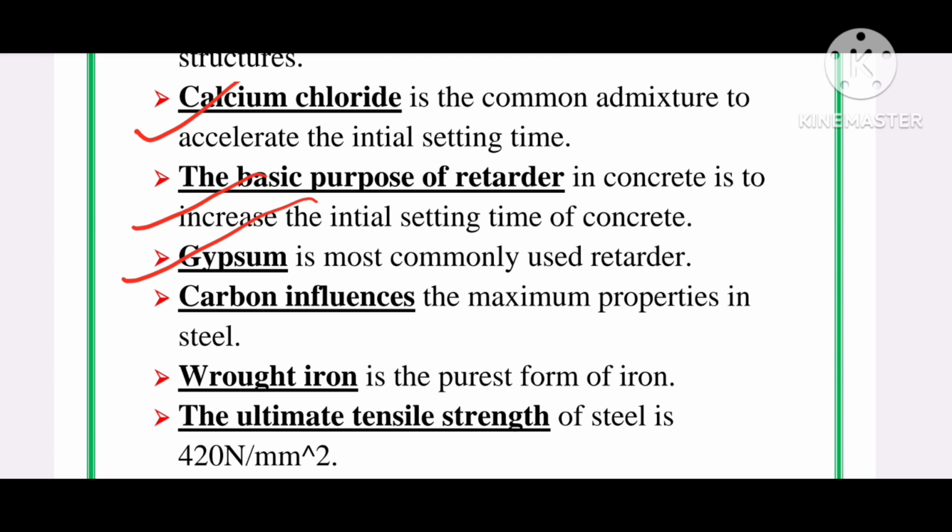Next point, carbon influences the maximum properties in steel. Wrought iron is the purest form of iron. Next point, ultimate tensile strength of steel is 420 Newton per mm square.